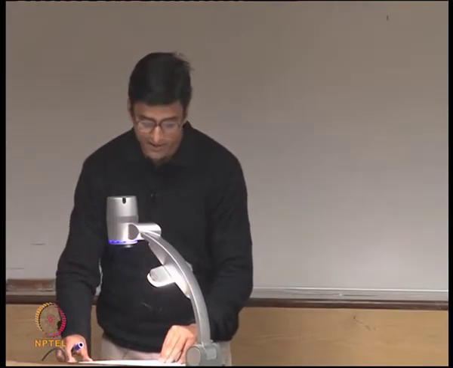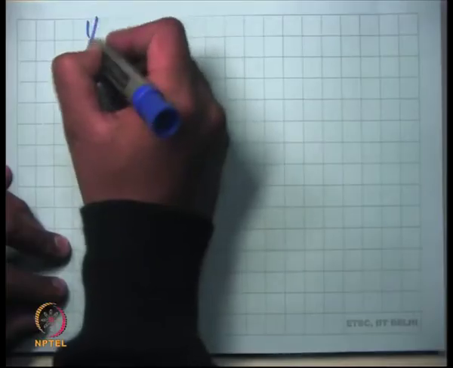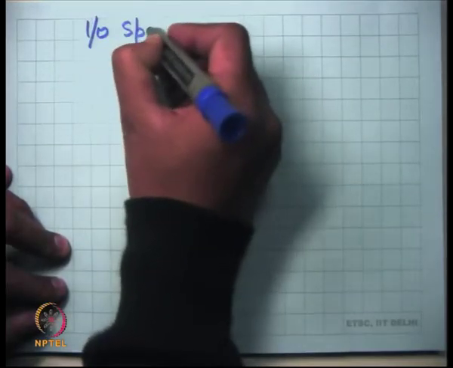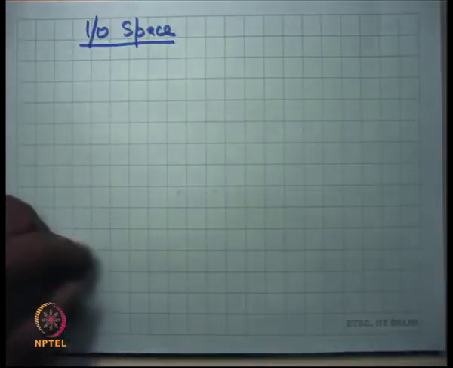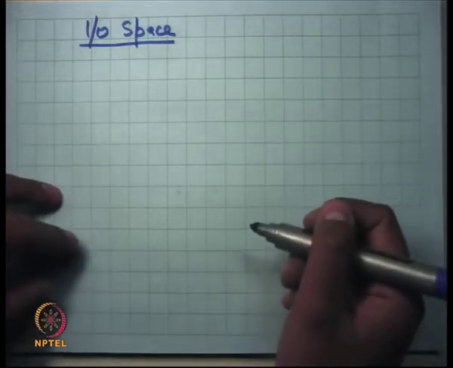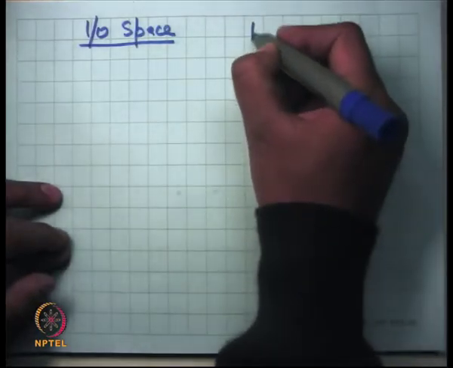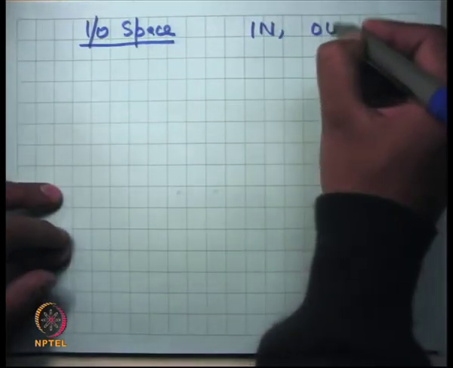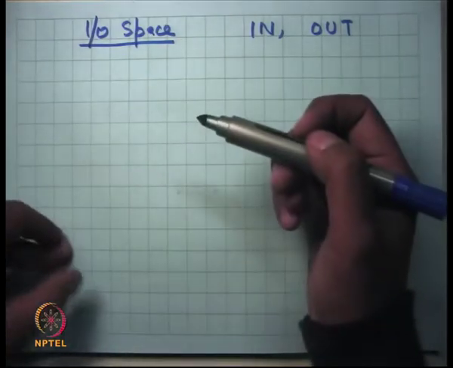Another way of accessing devices is using I/O space. So x86 also has special addresses, which is a separate space for I/O, called the I/O space, which is accessed using special instructions like in and out. So last time I said that there are special instructions for I/O called in and out. So let's see how they work in action, right?